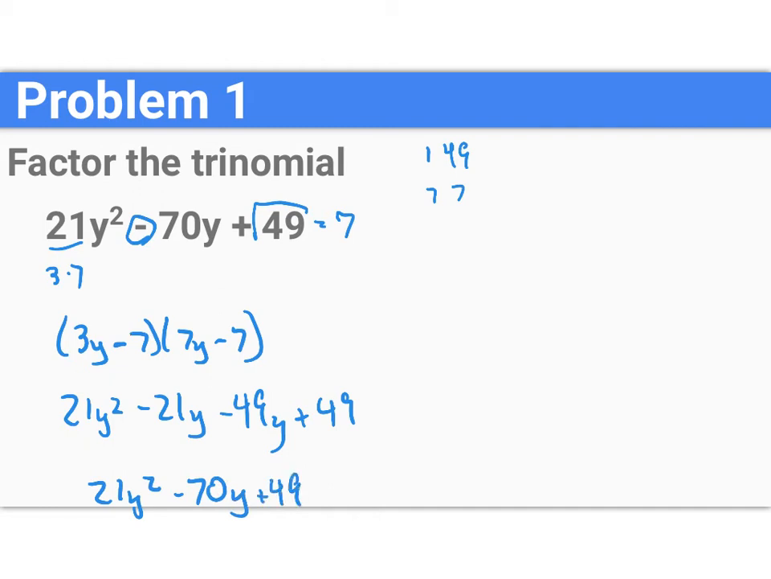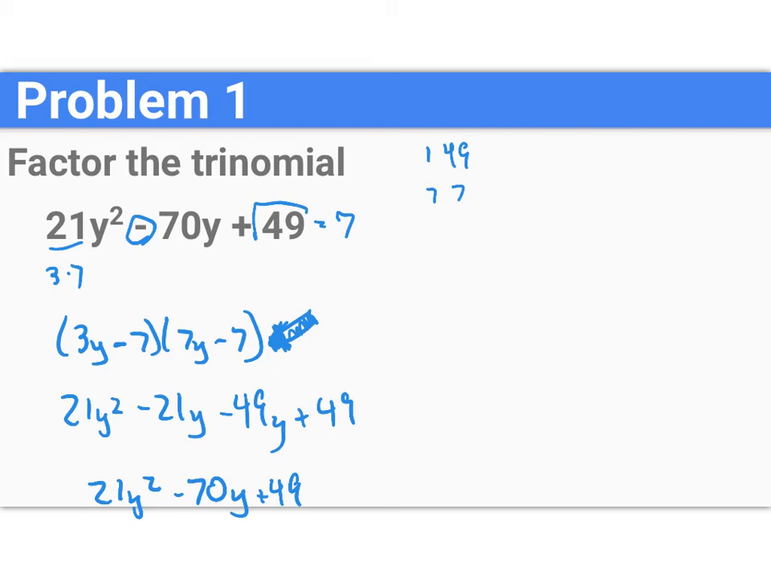Sometimes you get lucky on the first try. But what did I do? I found a binomial that I thought had the factors of the first term and the last term. Then I went on and tried it. I verified it. I went through and factored it out so that you would see that it works. Okay, so there you go. Let's go into the next problem.